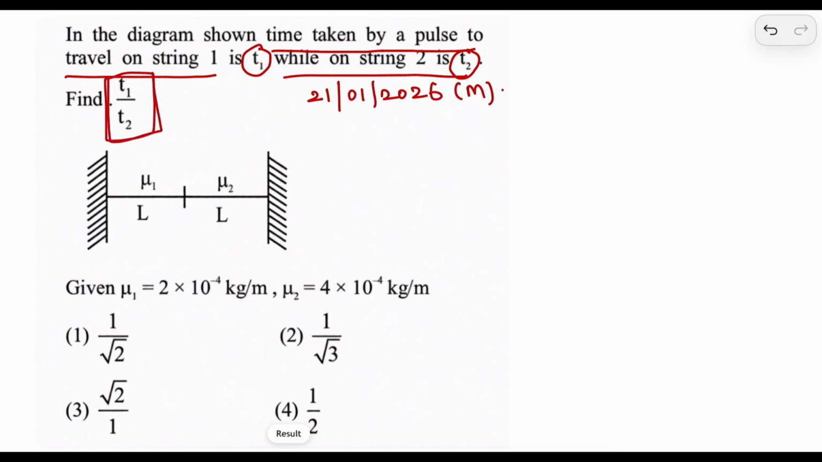T1 by T2. First, the concept is from waves. It's waves in a stretched string. It's a string and it asks about the time taken. This one is time taken T1, and this one is time taken T2.